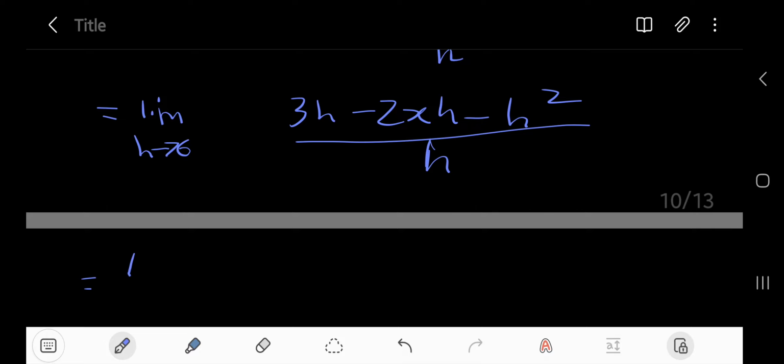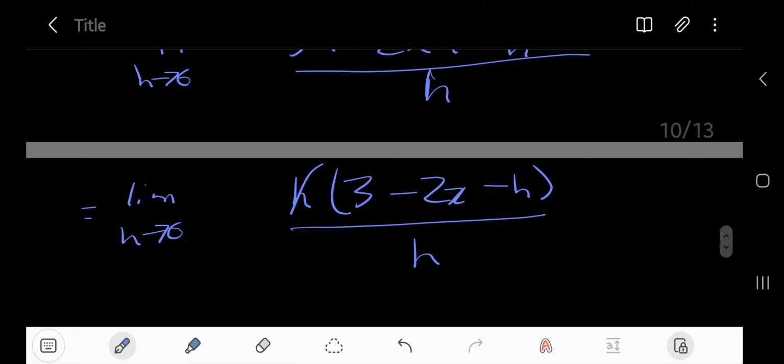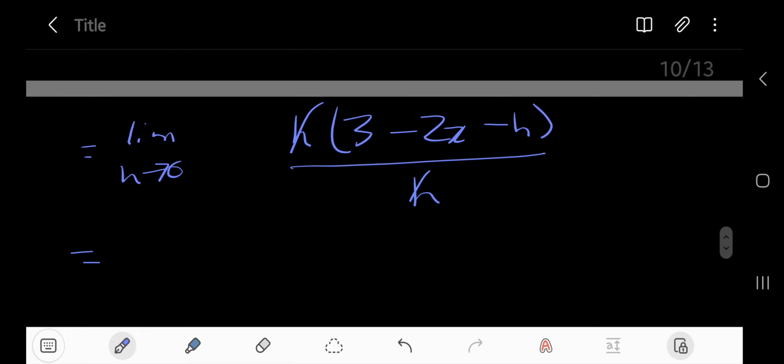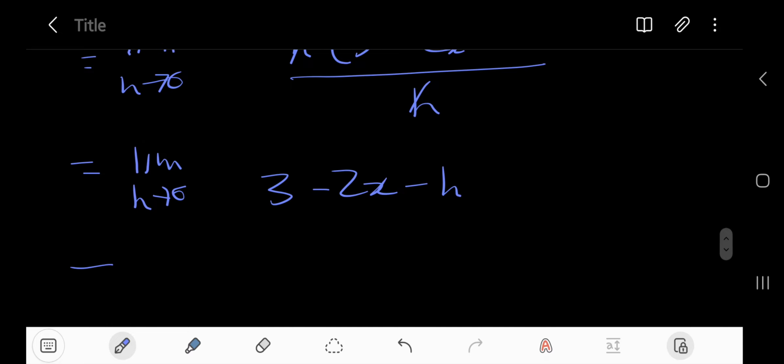So let's go, limit as h approaches 0, and let's take out h as a common factor, because we really want to cancel that h out. So we're going to have h times (3 minus 2x minus h) all over h. This can safely cancel out. So now we have limit as h approaches 0 of 3 minus 2x minus h. Now we can safely replace h with 0.